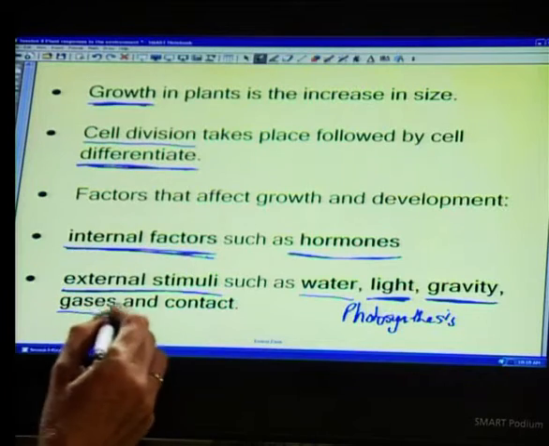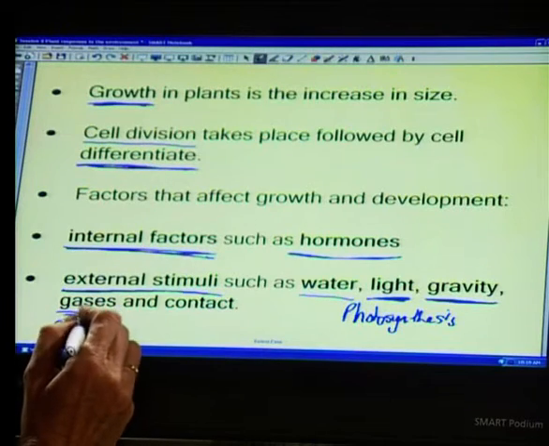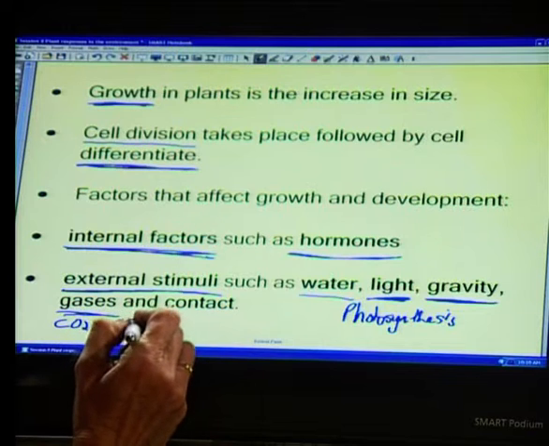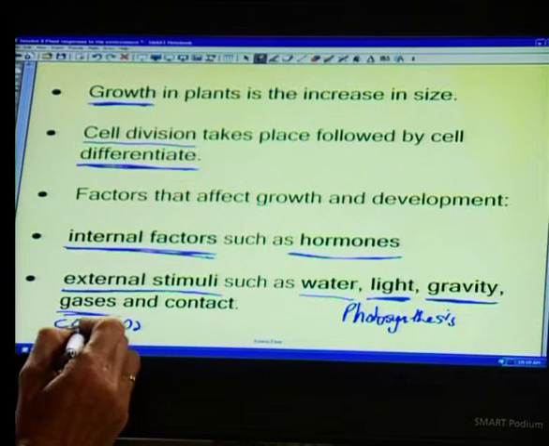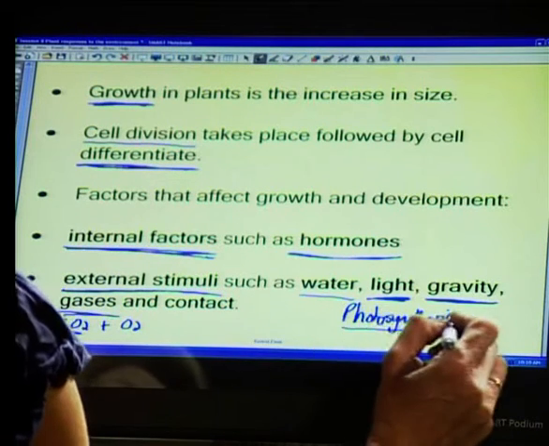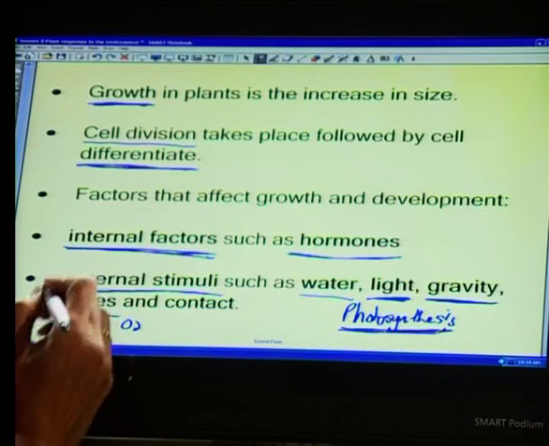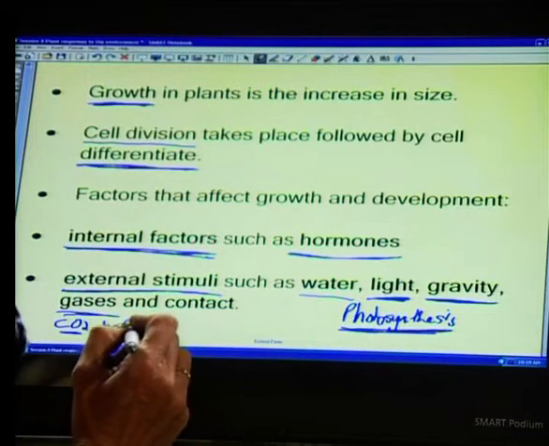And then gases, plants need carbon dioxide. And they also need oxygen. And if there isn't enough carbon dioxide, they can't photosynthesize. So they must have carbon dioxide. And they need oxygen for normal cellular respiration to take place.